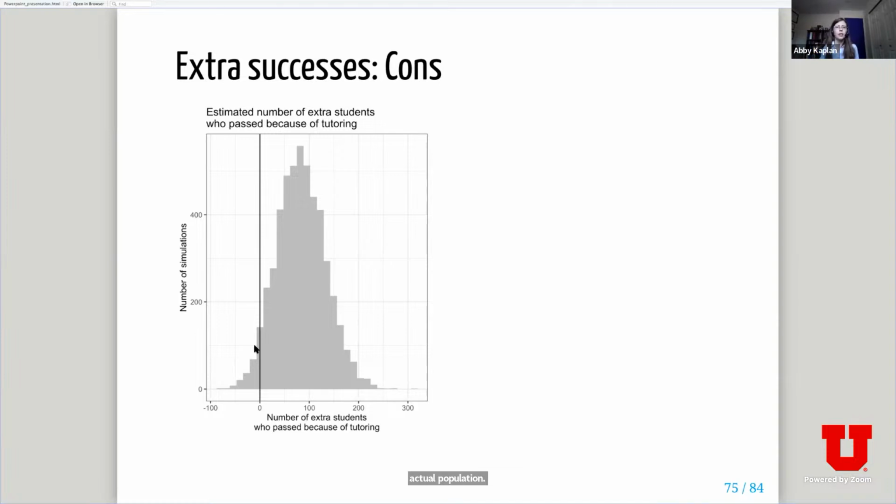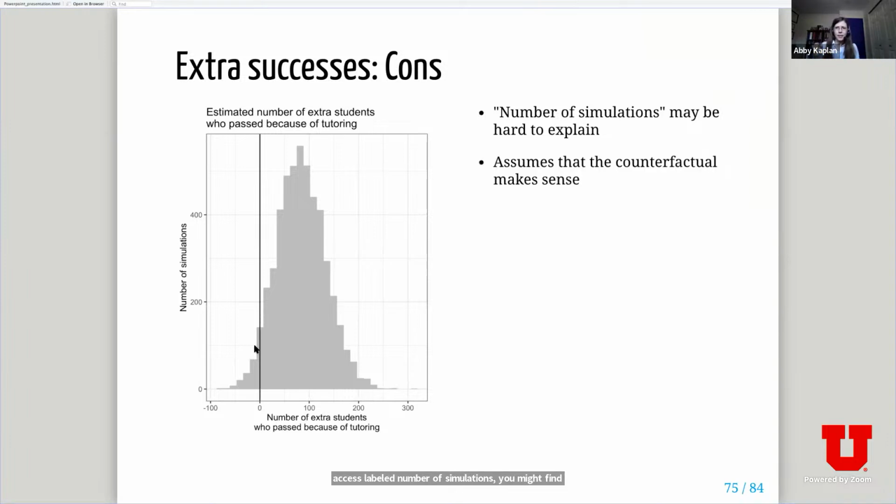Disadvantage of this approach is that, in this particular graph, we have an axis labeled number of simulations. You might find that a little hard to explain to your stakeholder. And this graph also only works if the counterfactual makes sense, right? So a student who got tutoring, I can easily imagine a world where the student didn't get tutoring. That makes sense to ask.